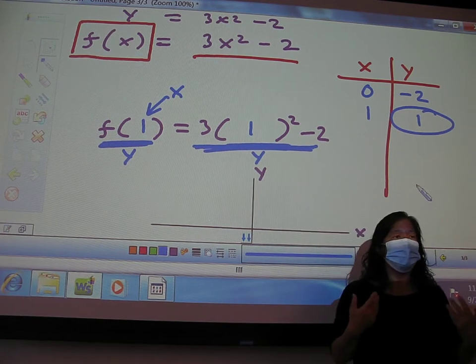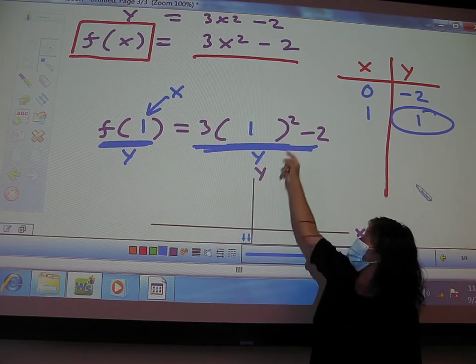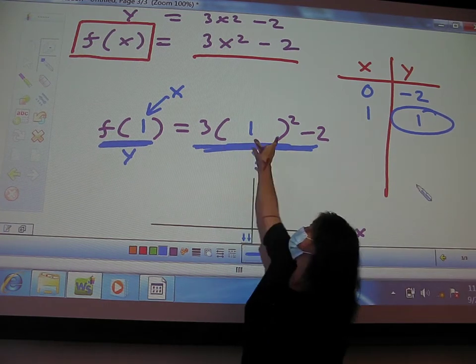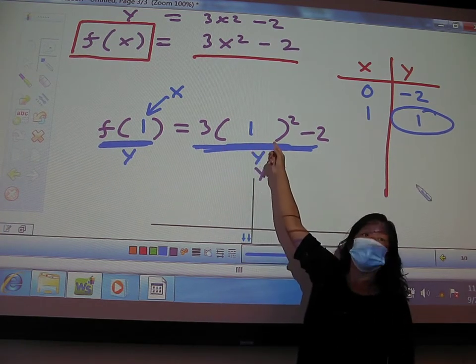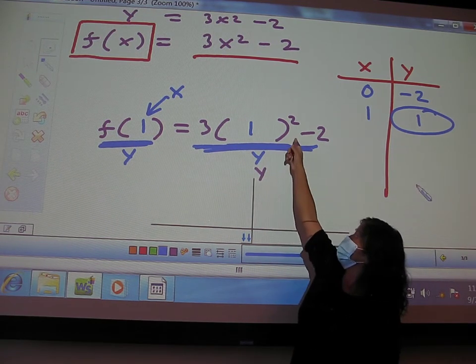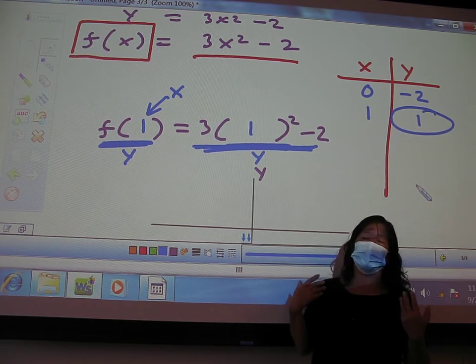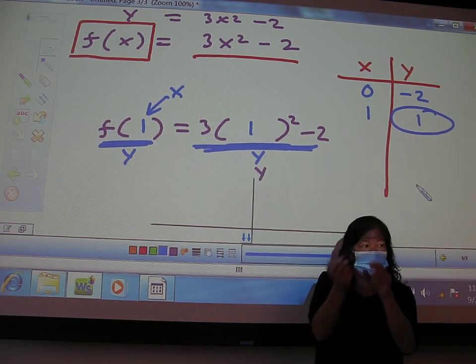And then exponent. This 2 is my exponent. What's it acting on? Is it acting on the whole thing or just the parentheses? Just the parentheses. So 1 squared, that's 1. And then PEMDAS, multiplication and division. Right, multiplication and division together.